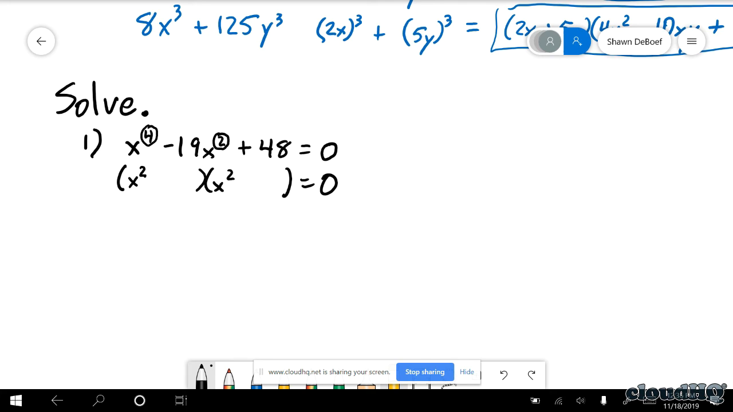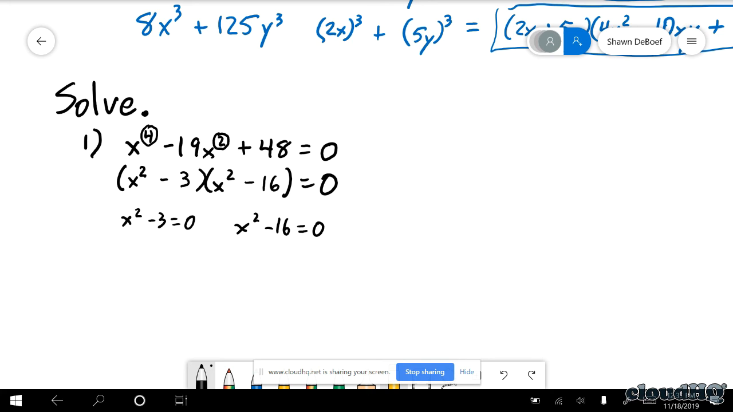But now I have an x squared and an x squared. 2 numbers that multiply to 48 add to negative 19. 3 and 16, negative 3, negative 16. So we have it factored now like last unit. You would then set each factor equal to 0. So we know x squared minus 3 is equal to 0, and we know x squared minus 16 is equal to 0.